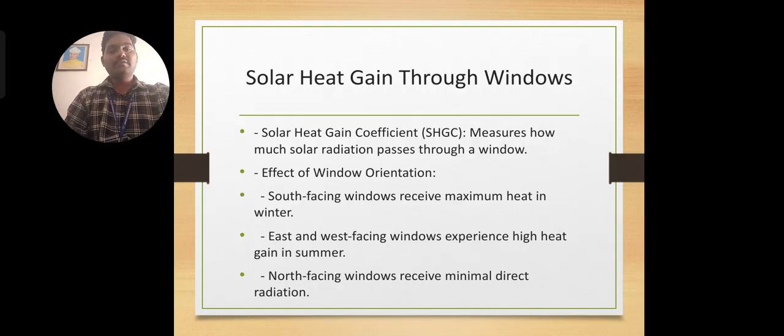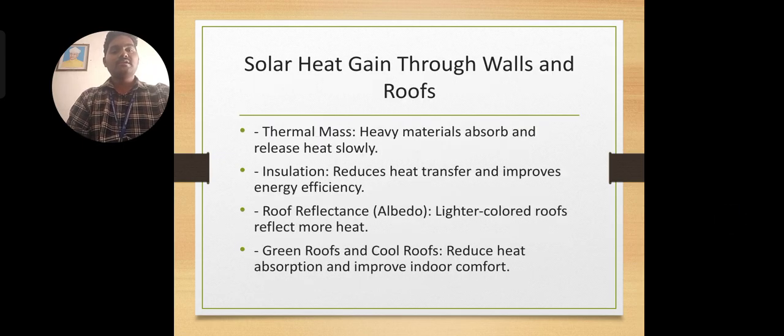And the effect of window orientation: south-facing windows receive the maximum heat in the winter, east and west facing windows experience high heat gain in summer, and north-facing windows receive the minimum direct radiation. So we had some directions previously; we discussed the same thing here, which is given very clearly. Then the next one is the thermal mass.